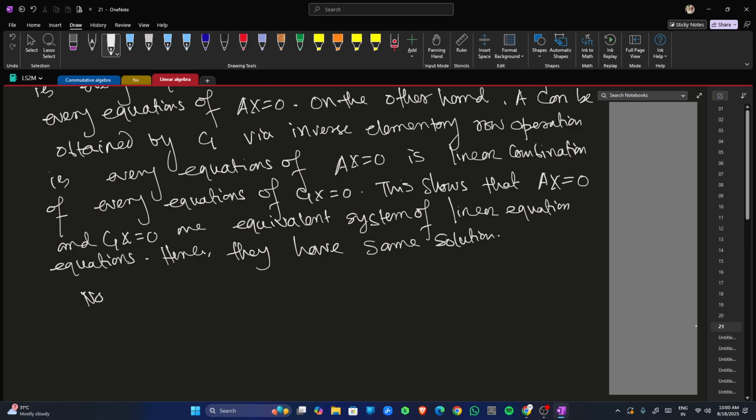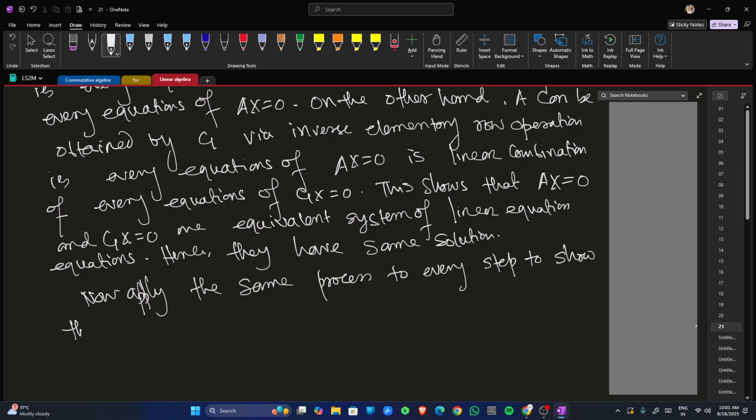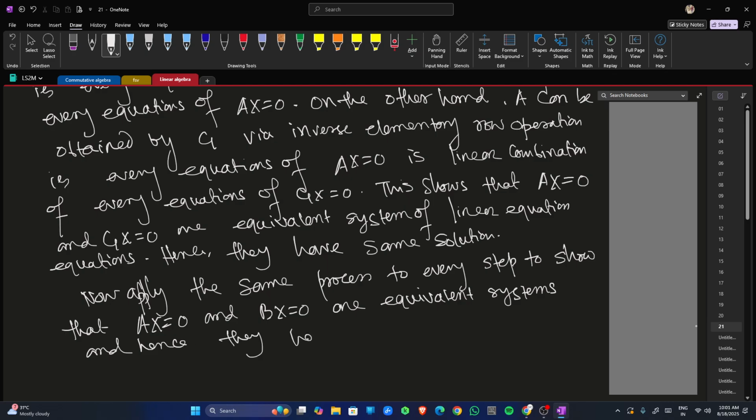Now apply the same process to every step to show that Ax equal to 0 and Bx equal to 0 are equivalent systems. And hence they have the same solution.